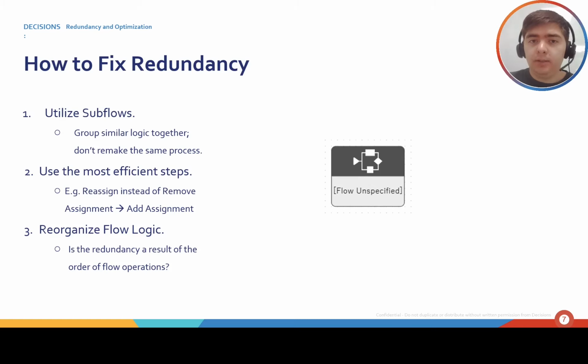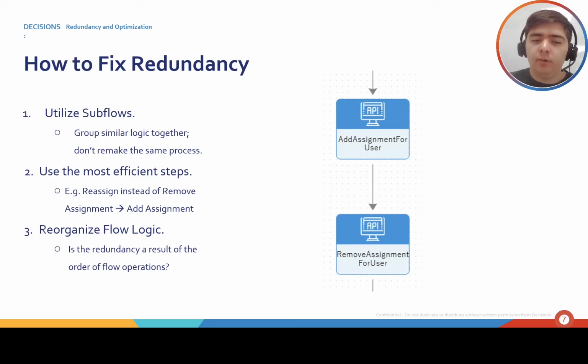Another thing you'll want to consider is if you're using the most efficient steps. Let me give you an example of this one. Let's say that you have a process where you want to be able to change the assignment of a user. That is, a user has been assigned a task, and somewhere in your process, someone can override that assignment and send it to someone else. Well, one option you might consider is using the two internal service steps: add assignment for user and remove assignment for user. Therefore, adding the assignment to someone else and then taking the assignment away from the previous owner.